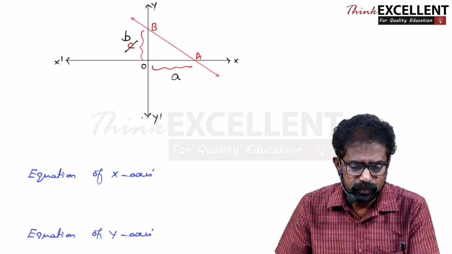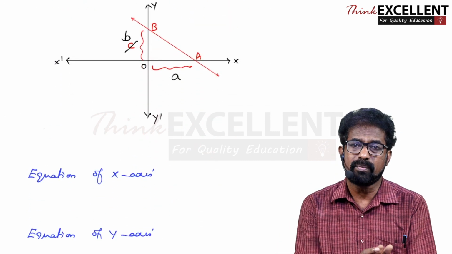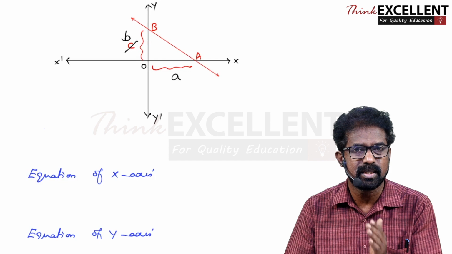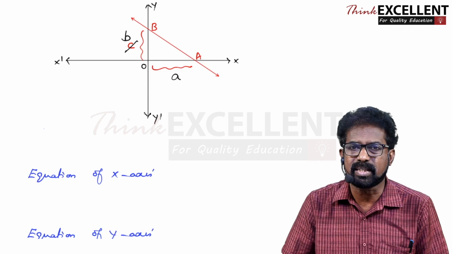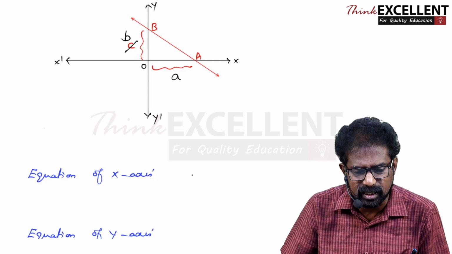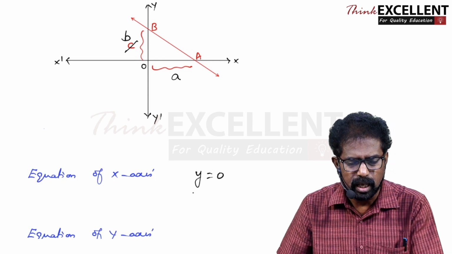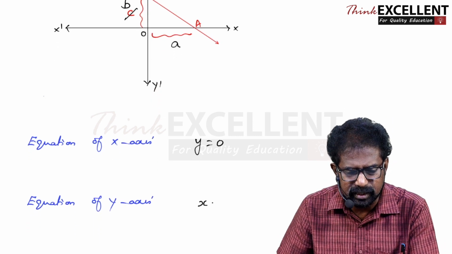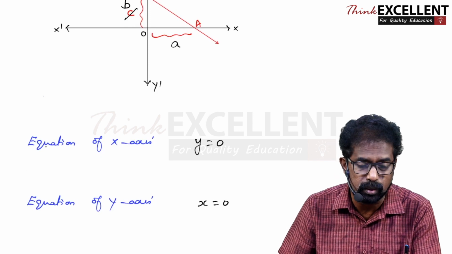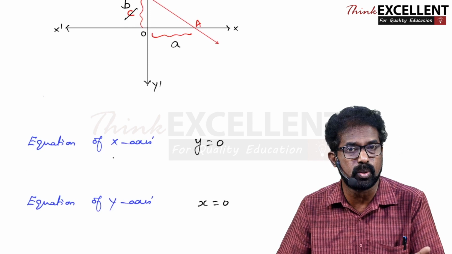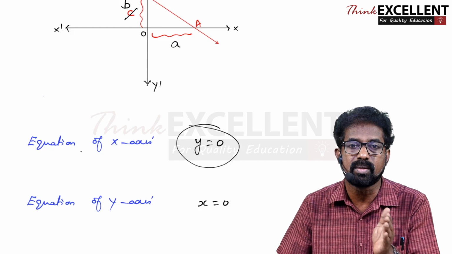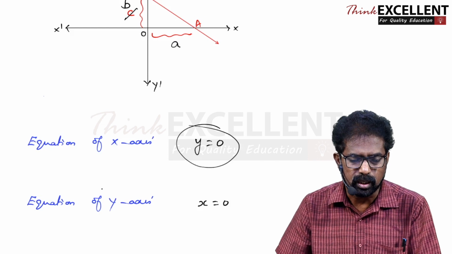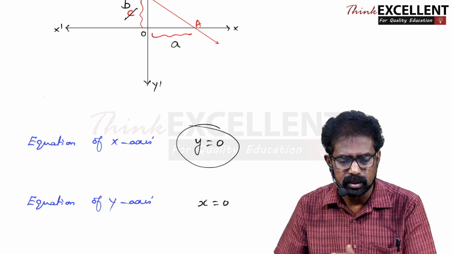Now listen. Already we studied the slope of the x-axis. What is the slope of the x-axis? 0. Slope of the y-axis is not defined. But now, the equation of the x-axis. Equation of the x-axis is y equal to 0 and the equation of the y-axis is x equal to 0. So please remember, this is the equation, not the slope. An equation will have an equal sign. Equation of the x-axis, y equal to 0. Equation of the y-axis, x equal to 0.